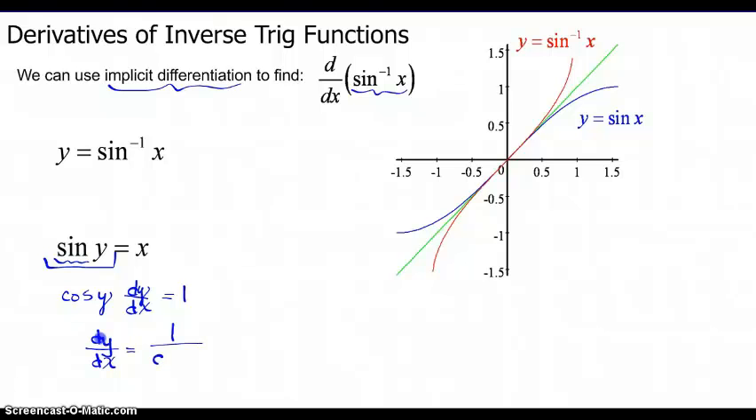So I'm going to divide both sides by cosine of y. All right, so I need dy dx in terms of x, not in terms of y. So we're going to develop how we could actually give this whole expression as an expression in x.